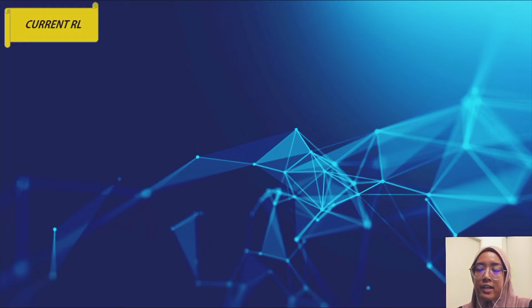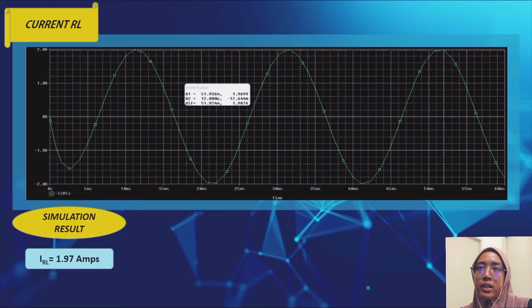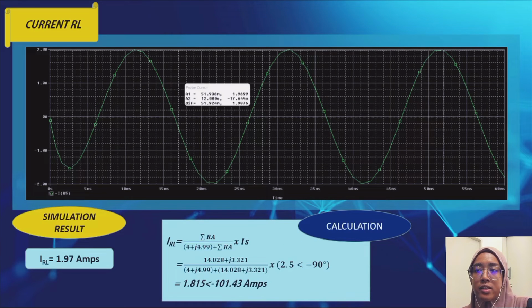The second is current IRL. We need to find the current in the RL section as well before we get the voltage value for each load. In the simulation, we plotted at the highest speed, and the value for our simulation is 1.97 ampere, while the value for calculation is almost exactly 1.815 ∠ -0.14 degree, using the formula IRL is equal to total RA divided by 4 plus j 4.99 plus total RA, multiplied by IS.